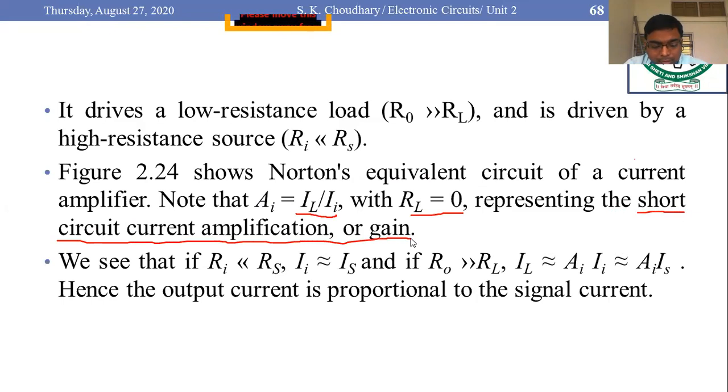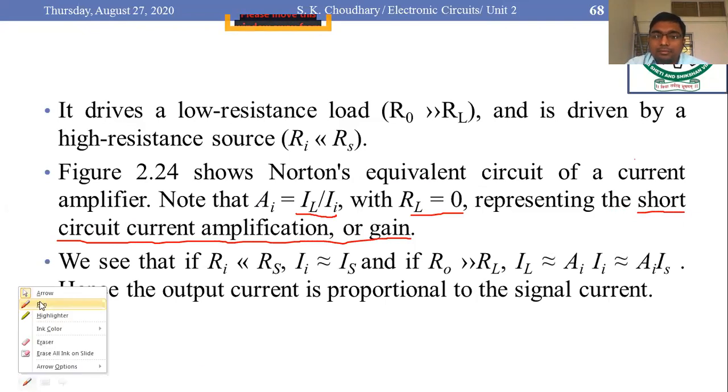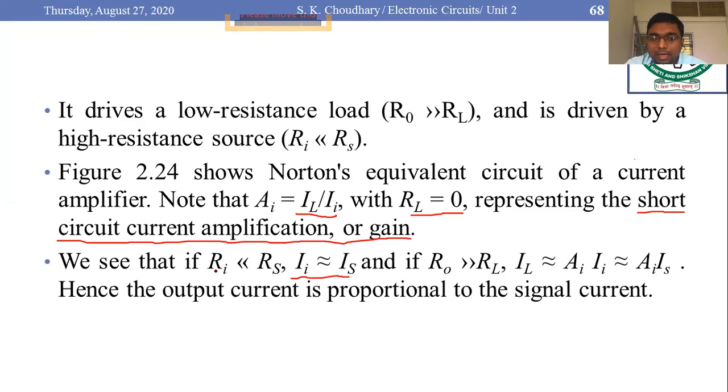Now Ri is very much less than Rs. So can we say that Ii is equivalent to Is, as Ri is very much less than Rs? Similarly, R0 is very much larger than RL, so IL is equivalent to AI times Ii.